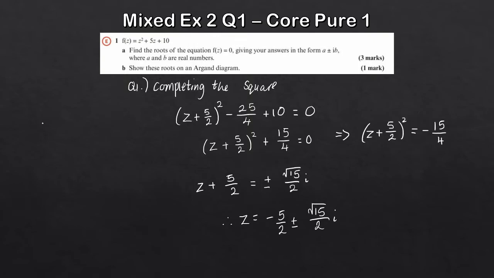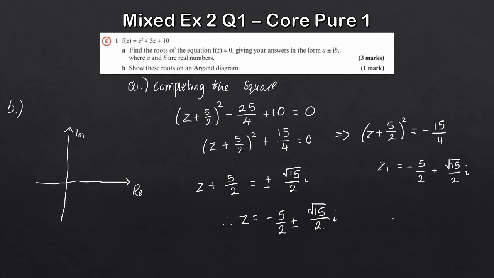Again, if I do a bad sketch just to illustrate it. Don't forget, this is your real axis, this is your imaginary. If I say Z1 is equal to the positive one, so that's minus 5 over 2 plus root 15 over 2i, and then Z2 is the conjugate of this, so minus 5 over 2 minus root 15 over 2i. Then we can represent both of these on my Argand diagram.